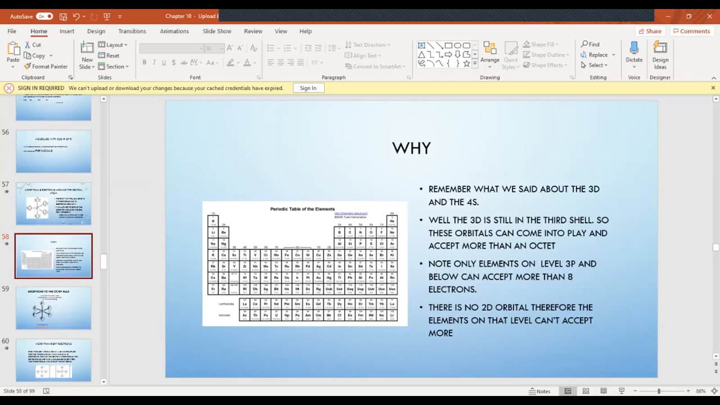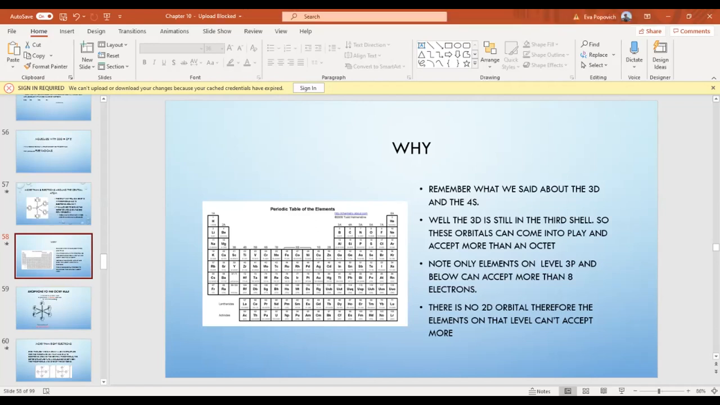Right, because there is no 2D. I mean, 2S, 2P. That's what I meant to say. So if I'm on this level, I have to obey the octet rule. I'm sorry, Gabe. I knew I was missing like some small thing. But let me just go over it anyway.